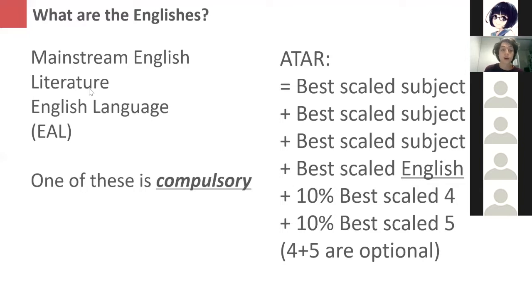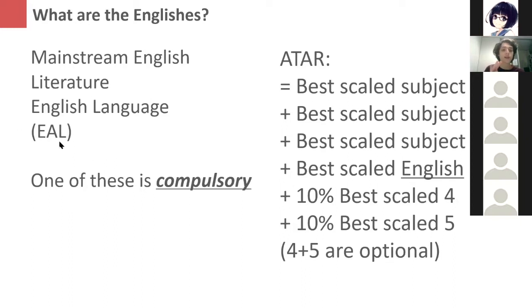Next, we have literature. This one is for kids who really like reading. I would recommend literature to people who love reading, who are really good at writing about books. In literature, all the marks come from reading poetry, reading books, and writing essays about them, interpreting books and poetry and movies and things like that. Literature is the best for kids who really like reading and are really good at writing about books. I'll come back to English language. That's what we're talking about today.